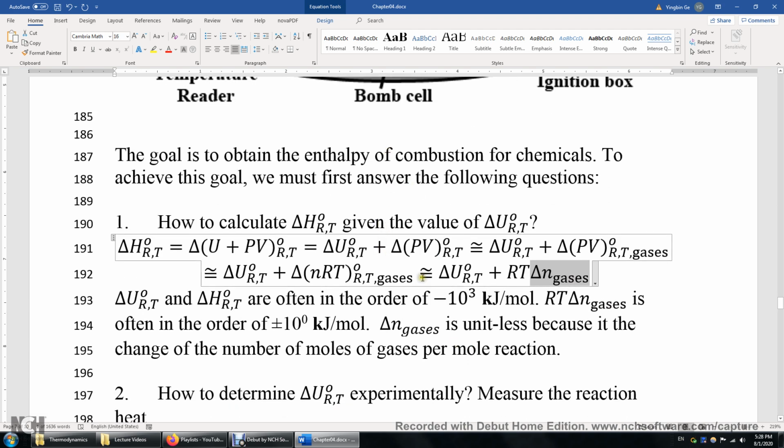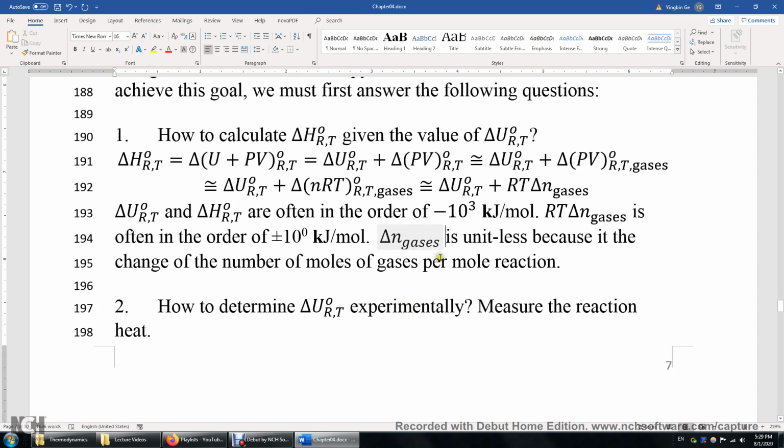Typically, for combustion reactions, delta U and delta H are negative thousands of kilojoules per mole, while this RT delta n gases is only a few kilojoules per mole. Therefore, again, if we use the initial temperature or the final temperature, that will affect this few kilojoules per mole by just a few percent. So that's going to be roughly 0.05, 0.02 kilojoule per mole. Now compare 0.02 with 1,000. Well, that's negligible. A reminder here, delta n gases is unitless.